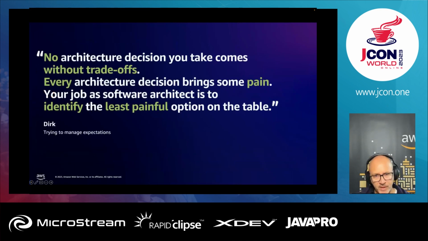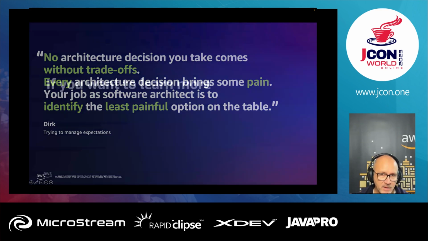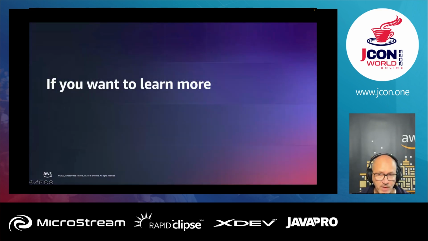All right. So if we do a reprise of the principle from the beginning, still, no architecture decision you take comes without trade-offs. Every architecture decision comes with some pain. And your job as a software architect is to identify the least painful option on the table. And with that, I'm done with what I brought for today.